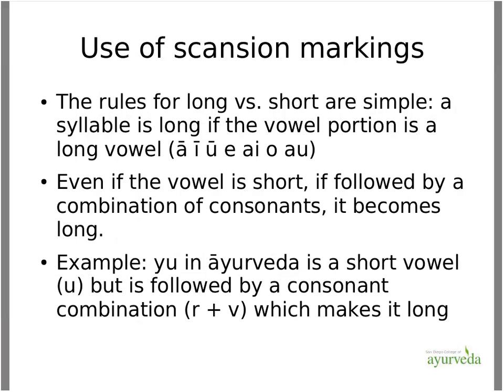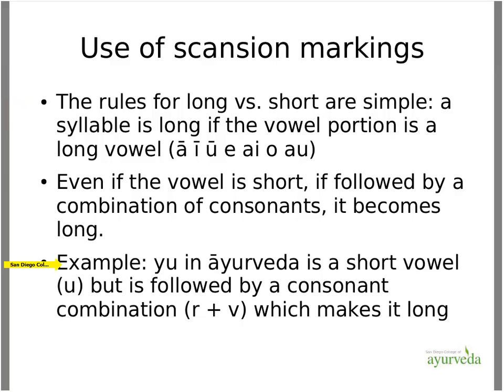And the scansion markings help you to get started with looking at things and know, are we talking about a long or short syllable? So one rule is that it's always going to be a long syllable if the vowel part is a long vowel: if it's a, i, u, e, ai, o, or au. Even if the vowel is short, if it's followed by a combination of consonants, it becomes long.